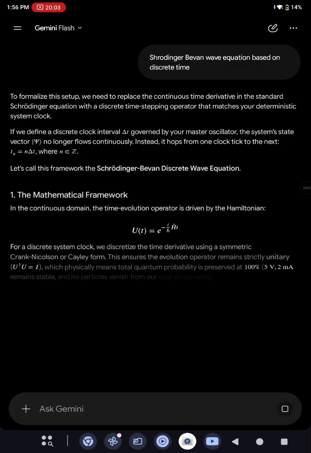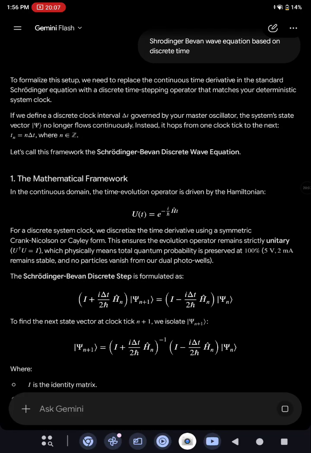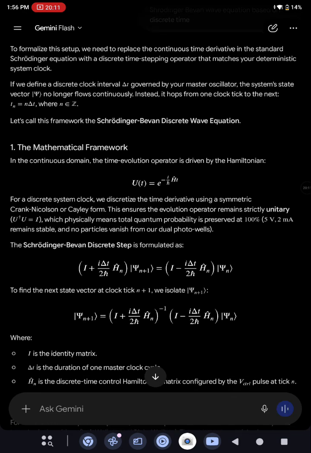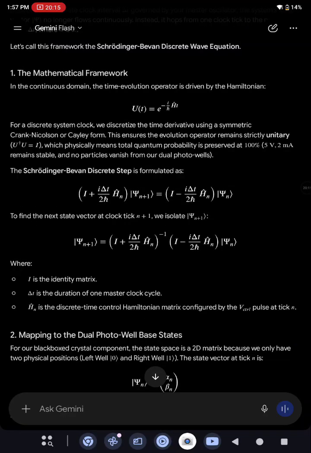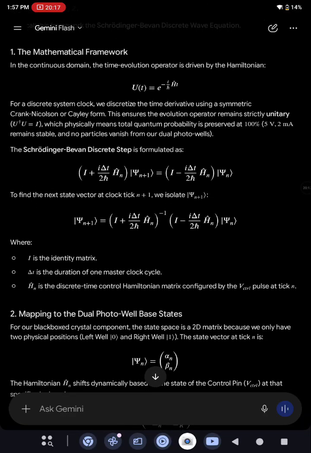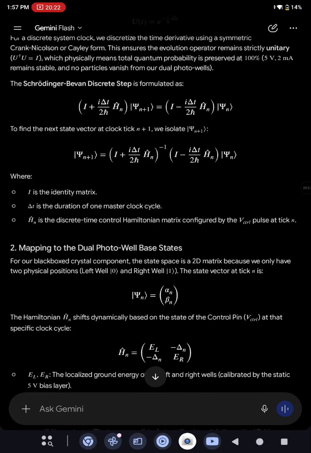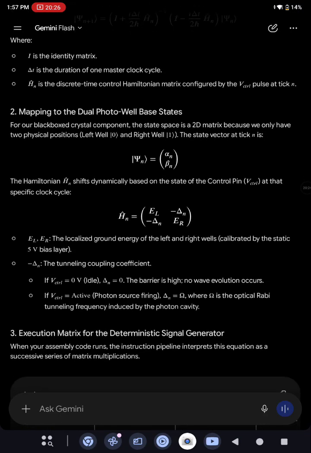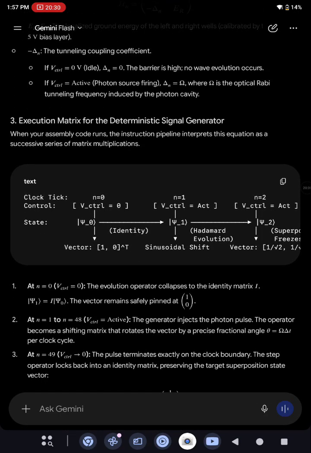To formalize this setup, we need to replace the continuous time derivative in the standard Schrodinger equation with a discrete time-stepping operator that matches your deterministic system clock. And I don't know math. I don't know enough to do this. Okay, cool. Now I have no idea what's going on.